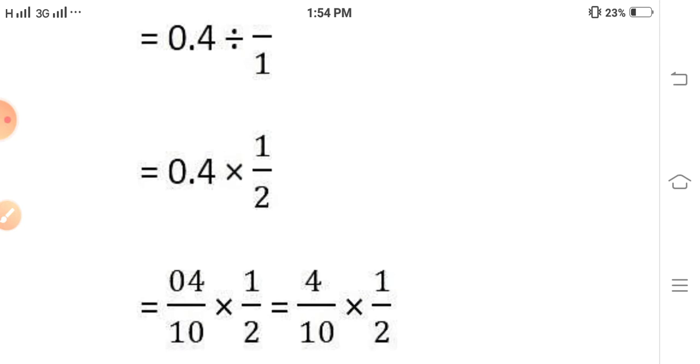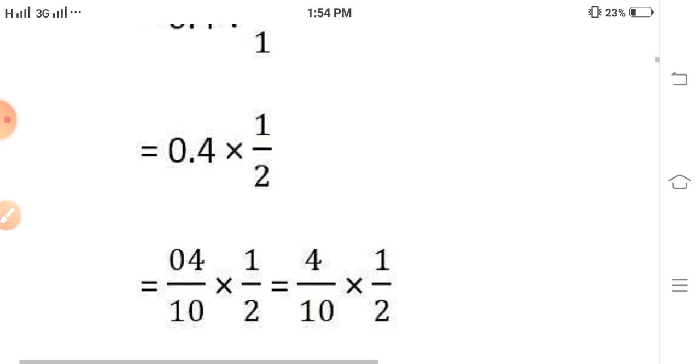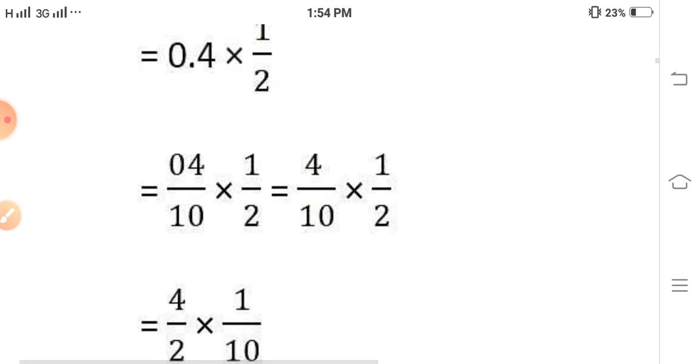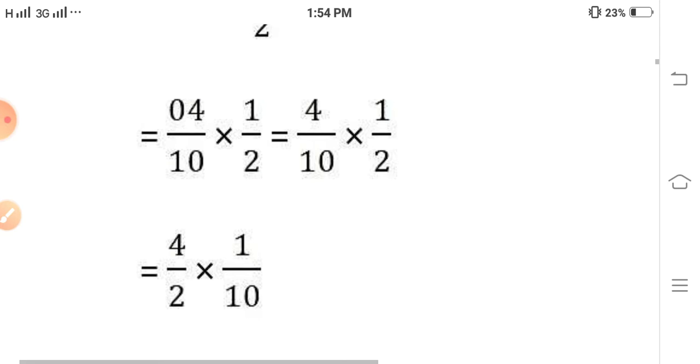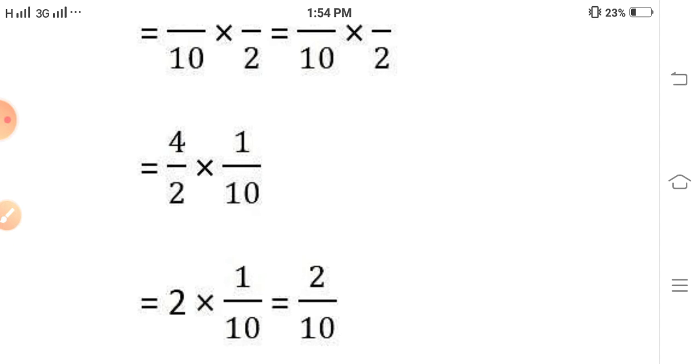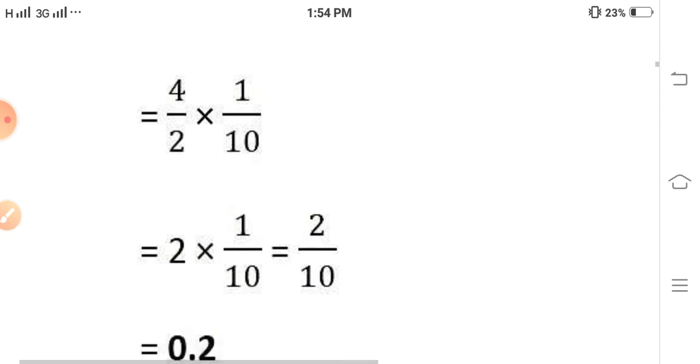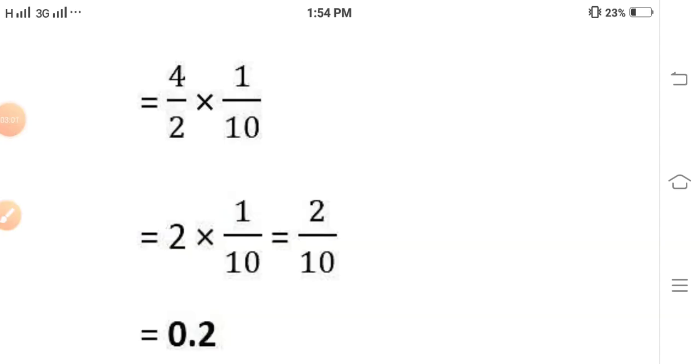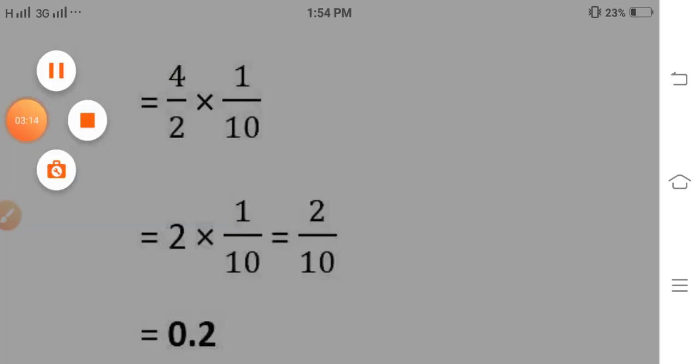Now we will remove the decimal. It becomes 4 upon 10 multiplied by 1 upon 2. Now students, 2 and 4 can be cancelled out with each other in the table of 2. So it is equal to 2 multiplied by 1 upon 10, which is further equal to 2 upon 10. Now as there is only one zero in the denominator, from the right hand side we will leave one digit and place the point. It becomes 0.2.